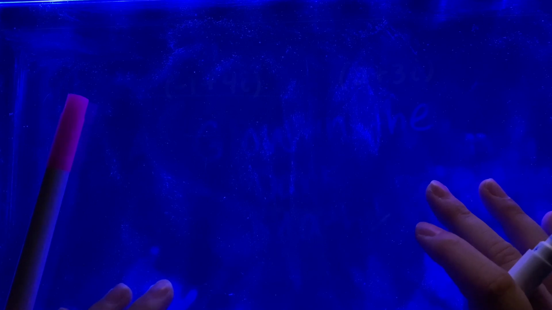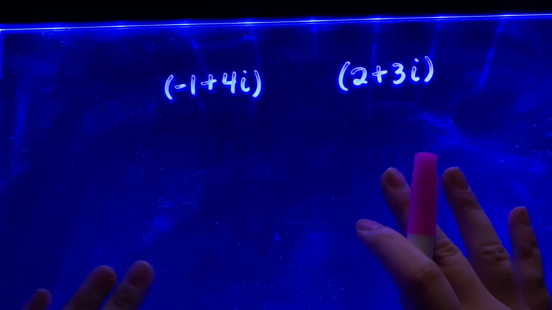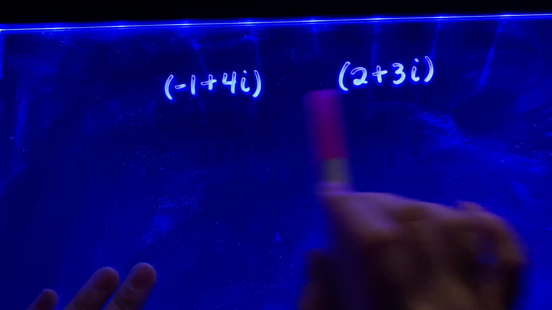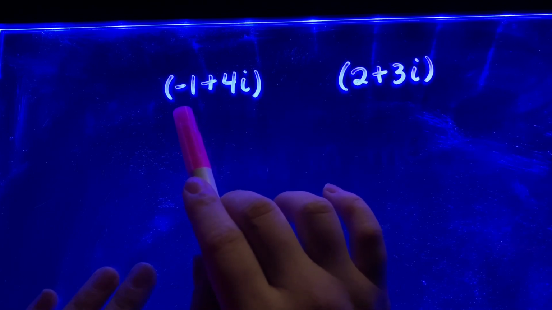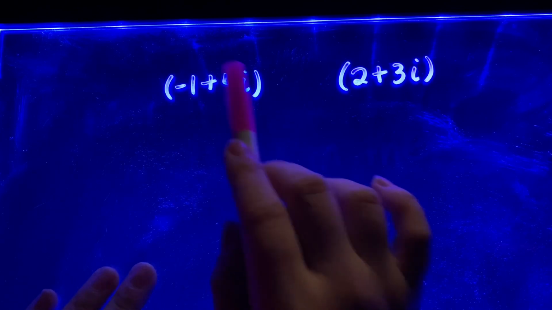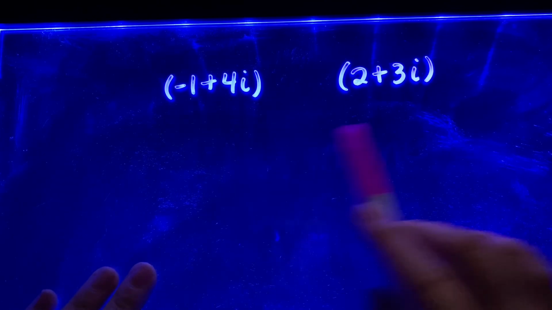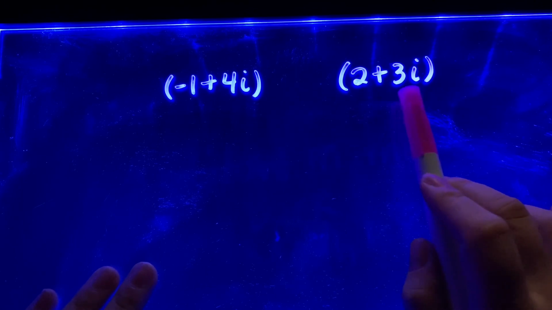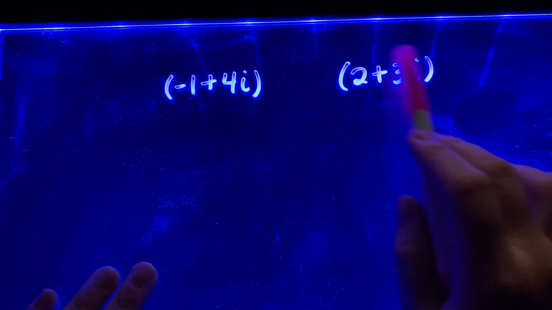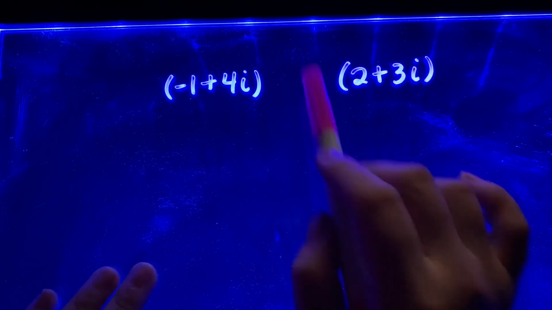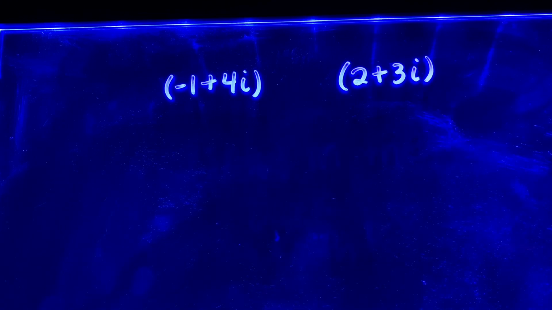Ready? Alright, first, addition. 2 complex numbers. First one, real part, -1. Imaginary part, 4i. Combined, make a complex number. Second, real part 2, imaginary part, 3i. Combined together, make a complex number. 2 complex numbers, the parentheses help distinguish them. Now, let's add.